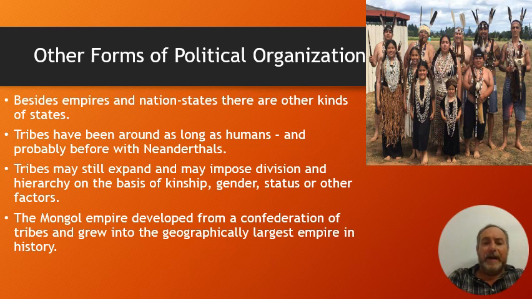So we've talked a lot about empires and nation states, but those aren't the only kinds of states you can have, right? Tribes are probably the oldest sort of political organization. Right here is a Californian tribe of Native Americans, a contemporary one. So tribes still exist, and tribes have probably been around at least as long as humans, maybe longer, right? Neanderthals may well have formed tribes. Tribes can still be expansionist, right? They can still wage war with other tribes, try to take over territory. They may impose certain hierarchies and divisions as well, on the basis of family, or there may be gender divisions or other kinds of status. So in many ways, even a tribe is similar to an empire. At the very least, there's the size difference.